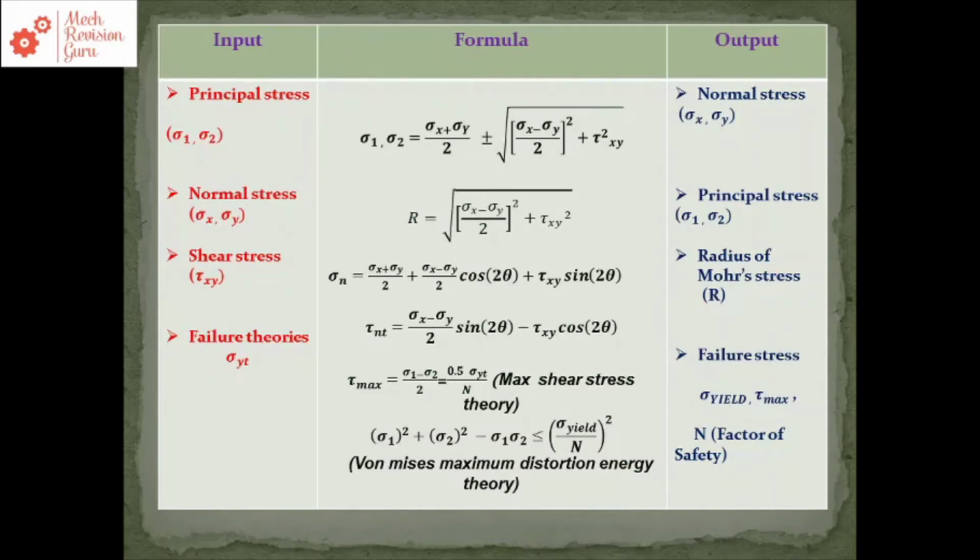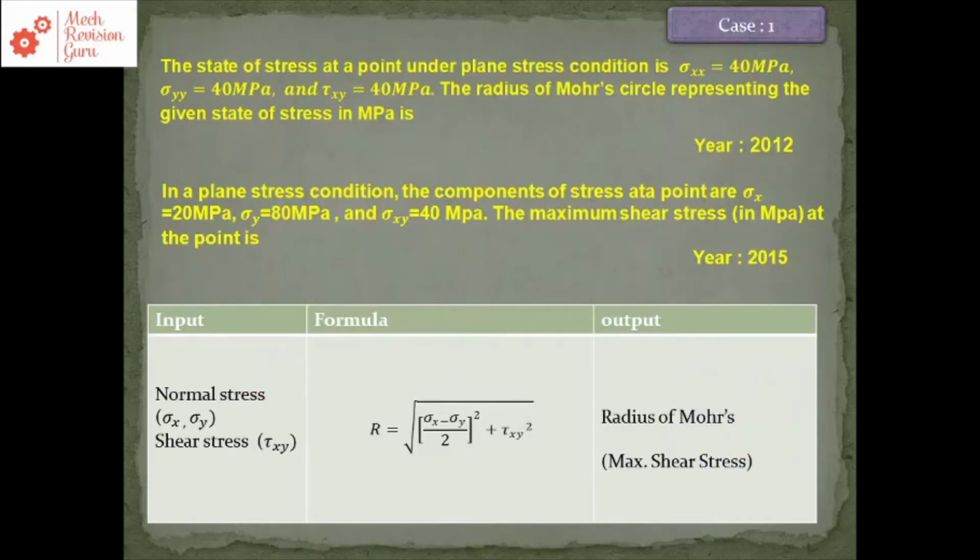If you look at this table, the inputs are principal stress, normal stress, shear stress, and failure theories, and the standard formulas used to solve these complex stress problems are given here. The outputs are again normal stress, principal stress, radius of the Mohr's circle, and failure stress, which involves yield stress and factor of safety. Now we will discuss how to use these formulas for solving the GATE exam problems.